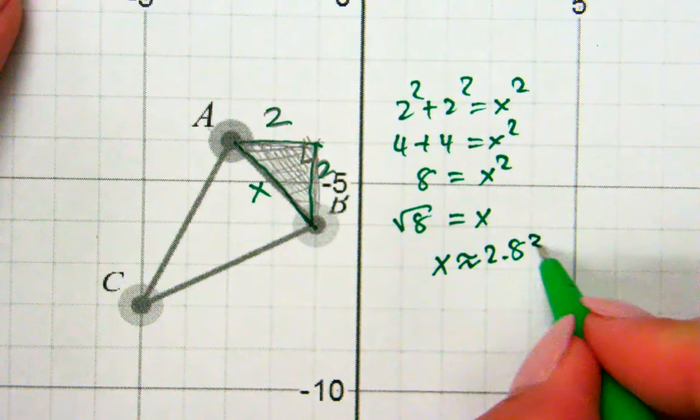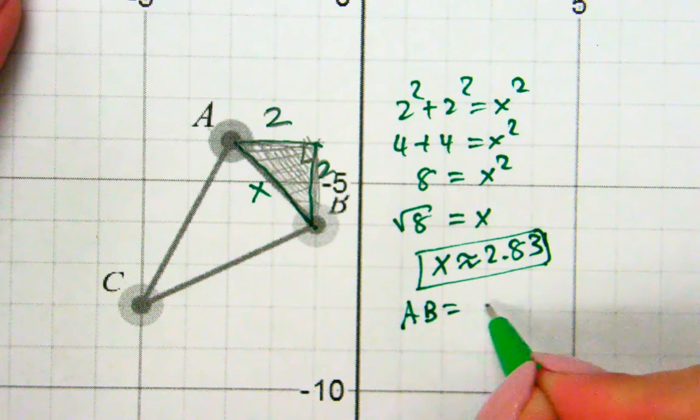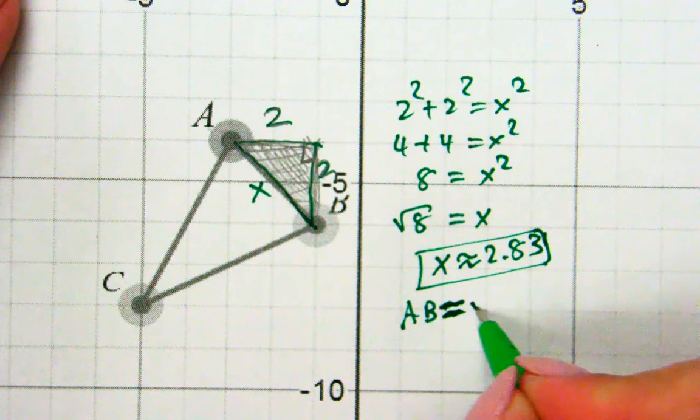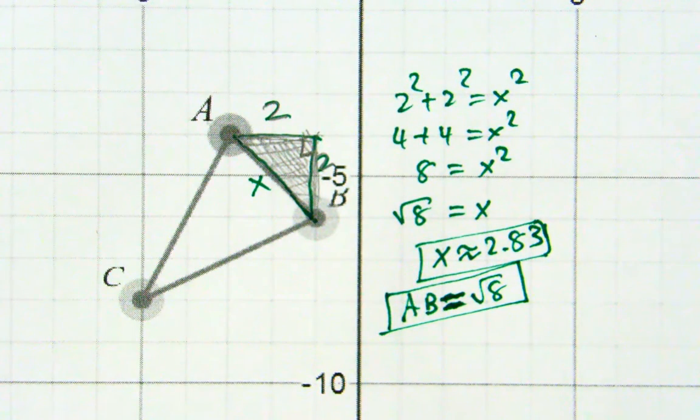Let's round 2.83. The actual length from A to B is really the square root of 8. And if you leave it as the square root of 8, I'll be fine with that, as long as you understand. If you don't understand how to find the square root of 8 on your calculator, then that's a different issue. But the square root of 8 is what we're going for. Okay, so that's the length of A to B, and that takes care of part A.